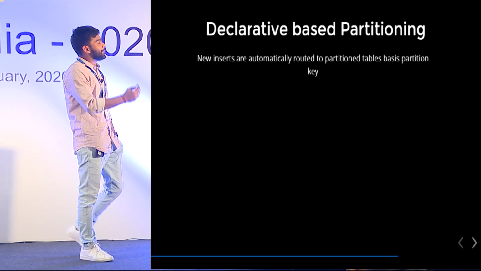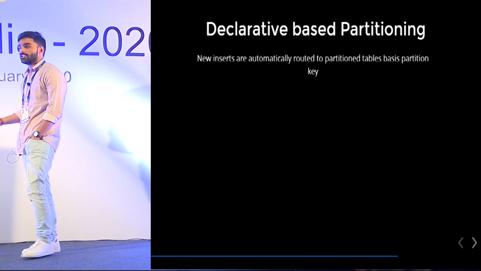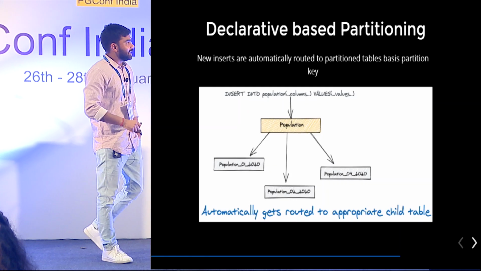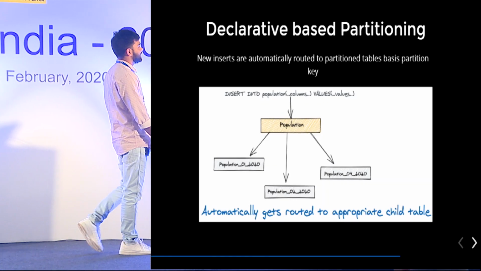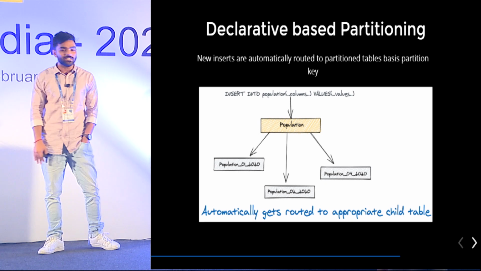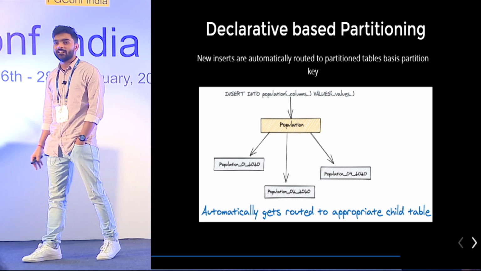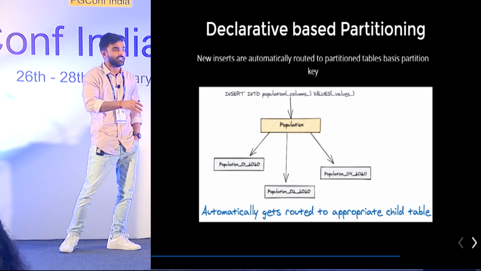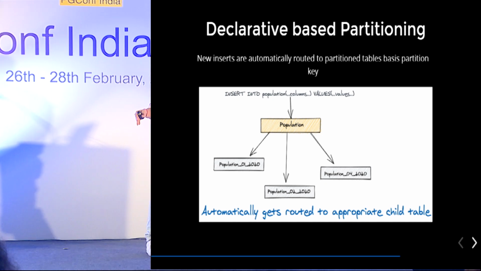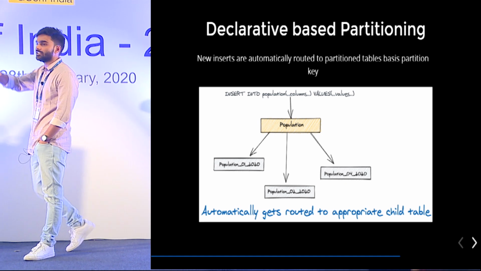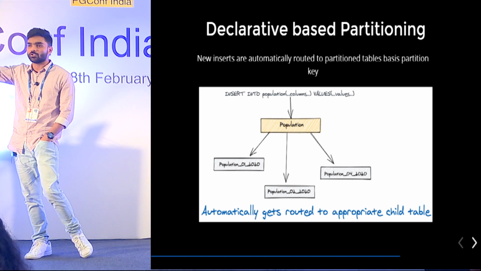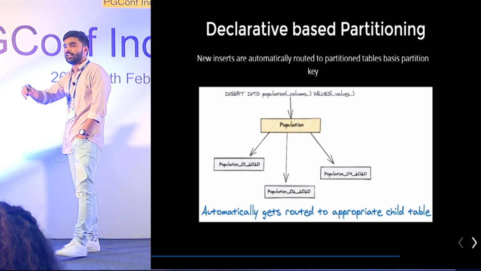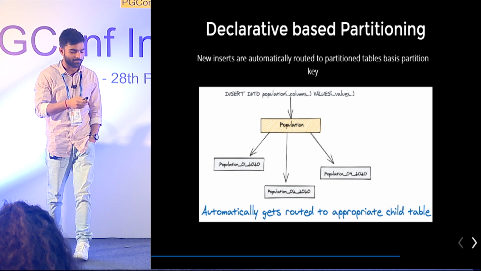So what are the upsides? What are the new things that declarative partitioning provided that inheritance-based partitioning was not able to provide? First thing is that new inserts are automatically routed to the partition table based on the partition key. In inheritance-based partitioning, you have to add triggers, but here new inserts or updates are automatically routed to the appropriate child table. So if I insert into my parent table the data for January, it will automatically get routed to my January table. You don't have to add triggers or anything like that for declarative partitioning to work.